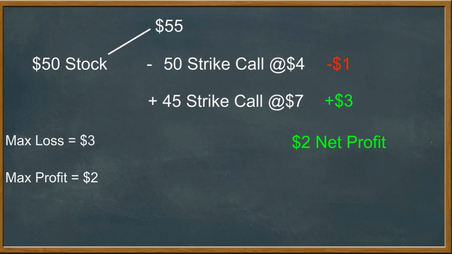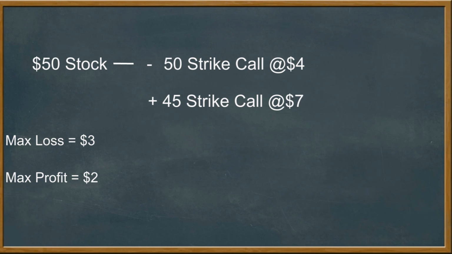What if the stock stays where it is at $50? The option we sold would end up worthless. That means we would get to keep the $4 we received when we sold it. The option we bought is now worth $5. We paid $7 for it, so we lost $2 on that call. Put it together, and we still made $2.